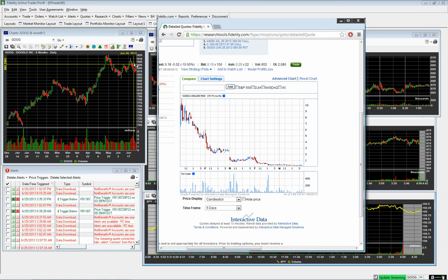But the beauty of writing options, okay, is that you can take advantage of non-movement, which is what the summer is going to be all about. It's going to be a summer of non-movement. So you know what that means? That means the retail dumbasses out there that are just buying these spike ups in these options. What do you think is going to happen to them?